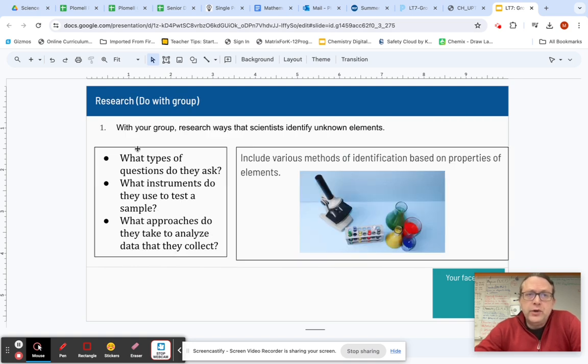Then conduct some research with your group to find out the ways that scientists identify unknown elements. Make sure to include various methods of identification based on properties of elements. What types of questions would they ask about those elements? What instruments would they use to test samples? And after they have the data, what approaches do they take to analyze it?